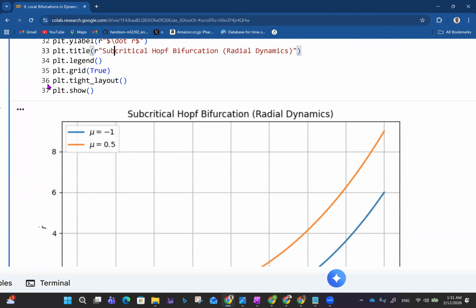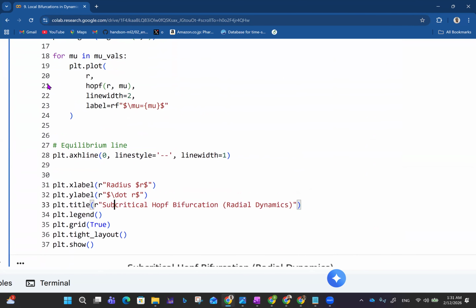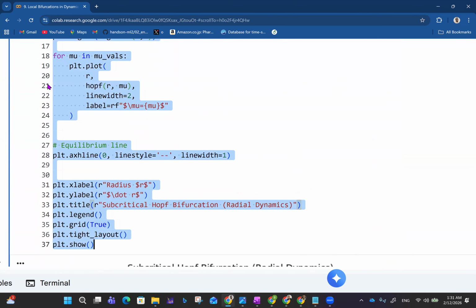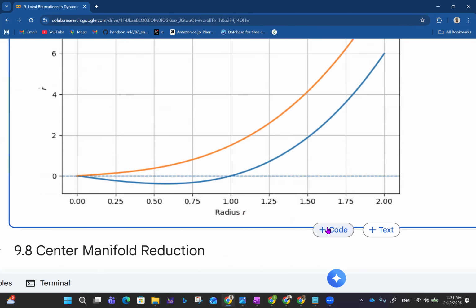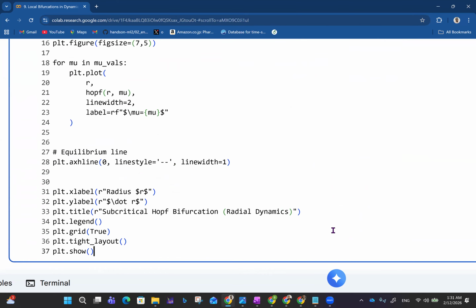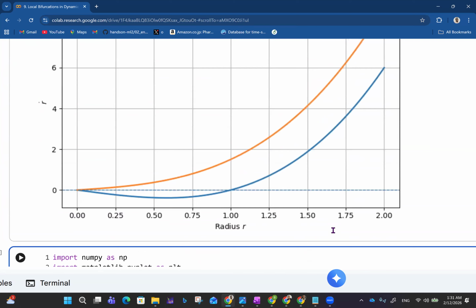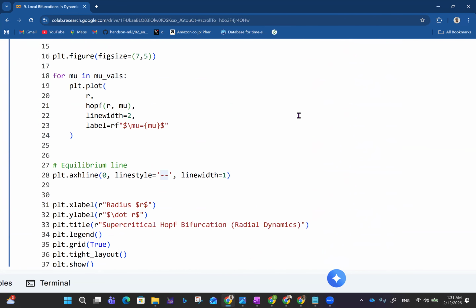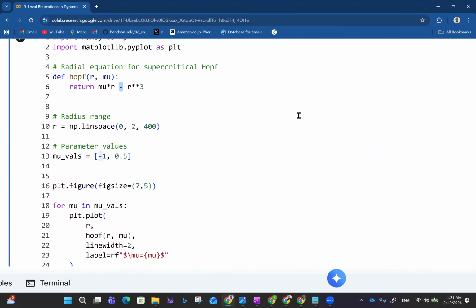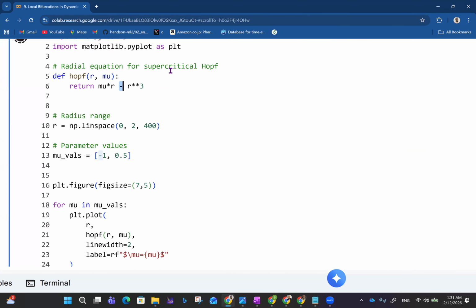Or maybe I think I need to show the two even. So I'll just copy this out and then put it here. Then I'll take this back to what it used to be. Okay, so we have supercritical and subcritical now. Control Z. Yeah. So now we have this.